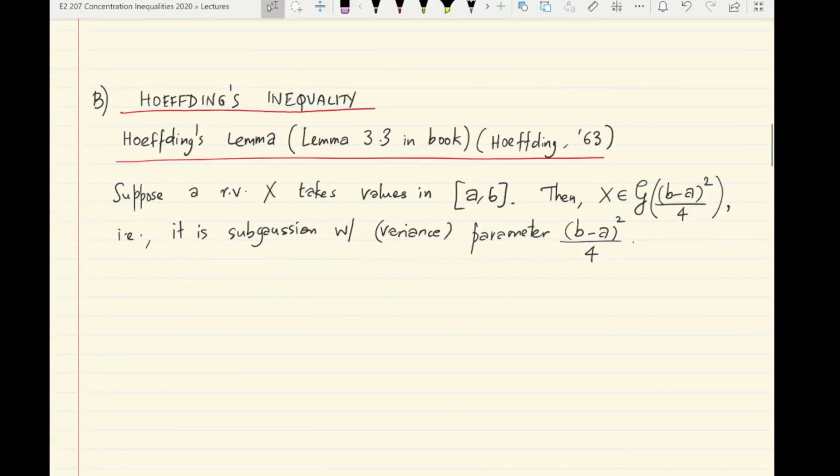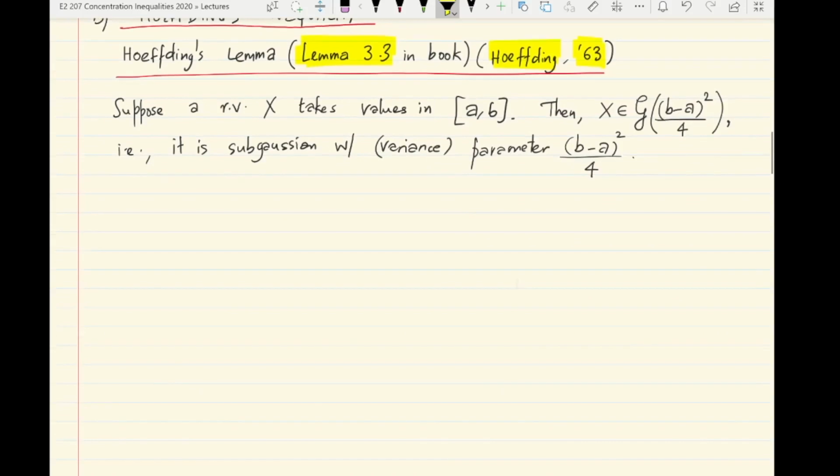So in order to prove Hoeffding's inequality, which we will show later, we first need an auxiliary result called Hoeffding's lemma. This is also lemma 3.3 in the concentration inequalities book, and it dates back to the work of Hoeffding in 1963. So the lemma is rather simple to state. It says that if you have a bounded random variable, that means a random variable that takes values in an interval [a, b] with probability 1, then it is actually Subgaussian with the following variance parameter, which is (b minus a) the whole square by 4.